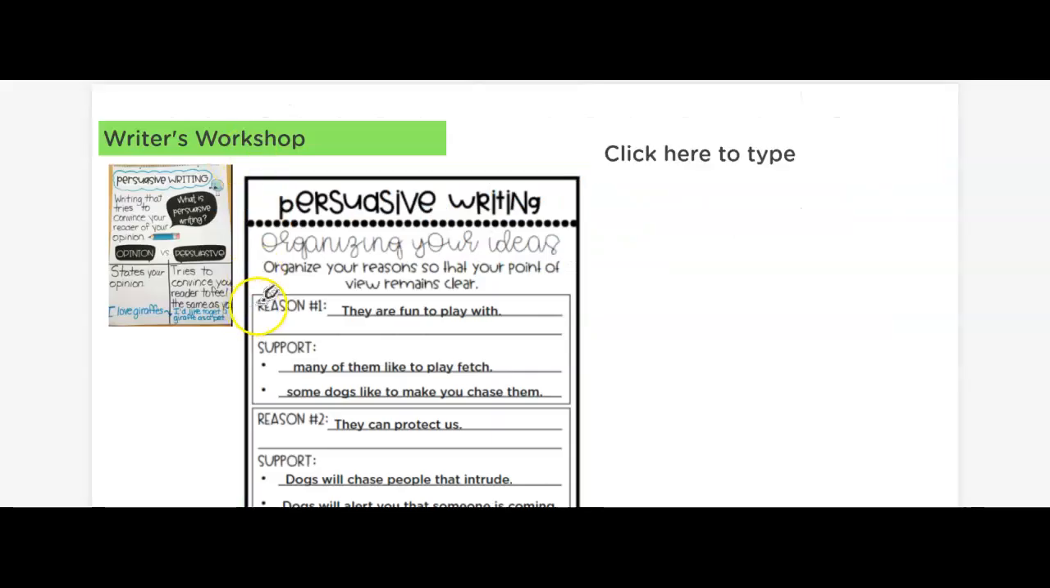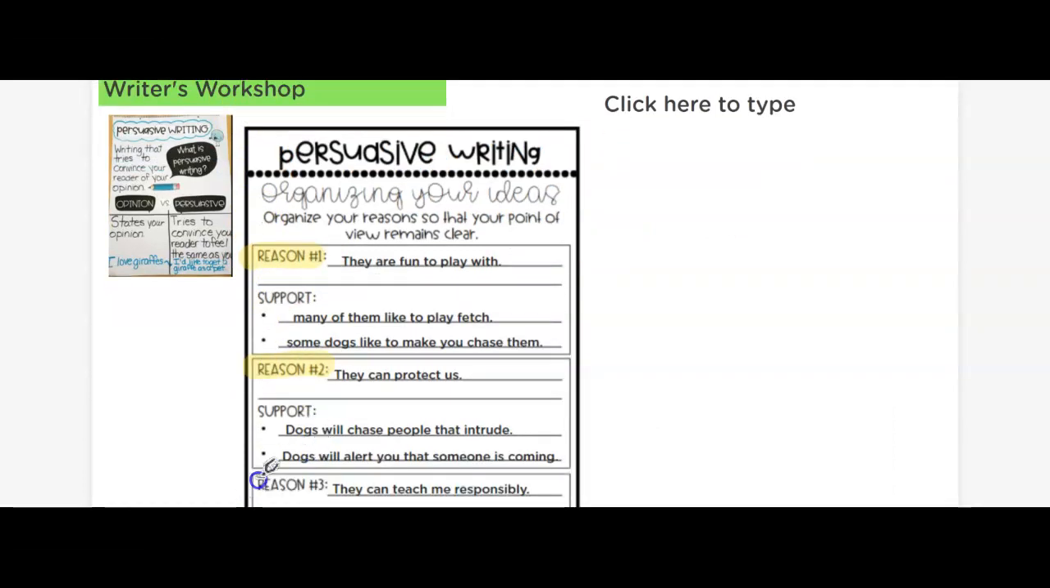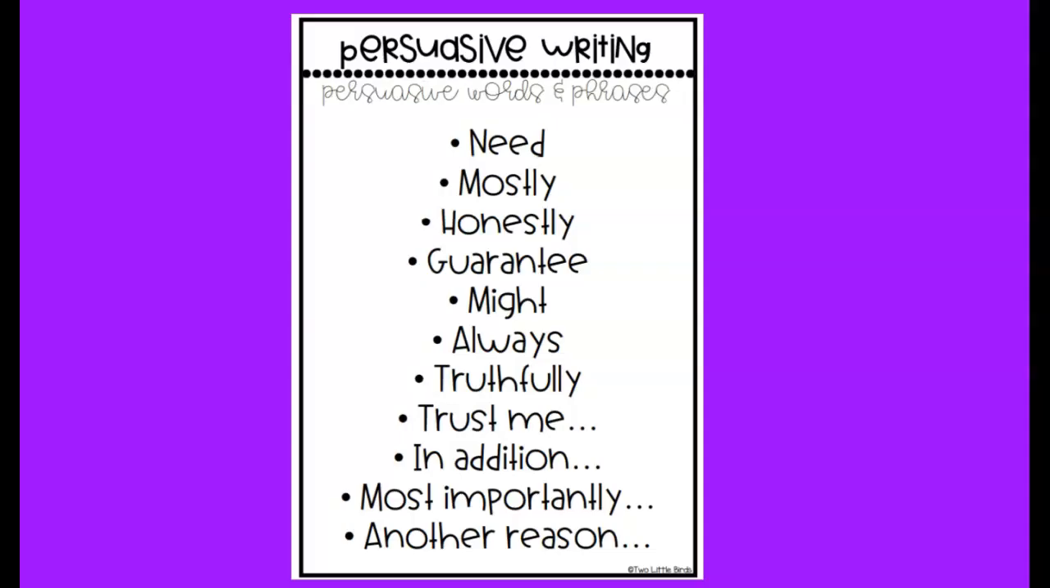Now, whenever we are starting a new reason, I want to add some kind of transition word. So in our last lesson, we looked at some words and phrases we can use to help convince our audience. So I want you to think about this list, and you can come back to this in the video if you need to use it for the other paragraphs that we'll be writing.